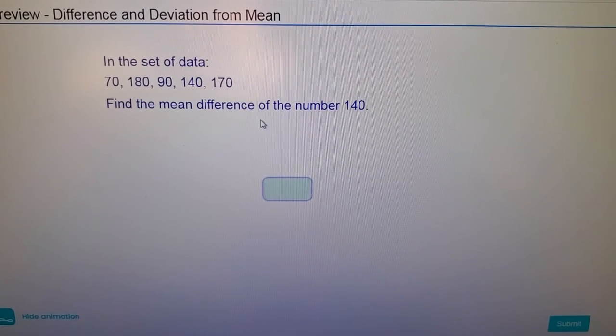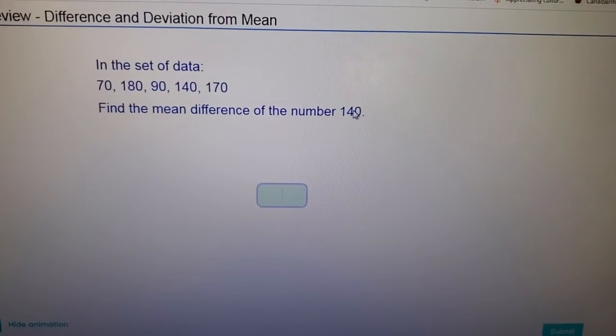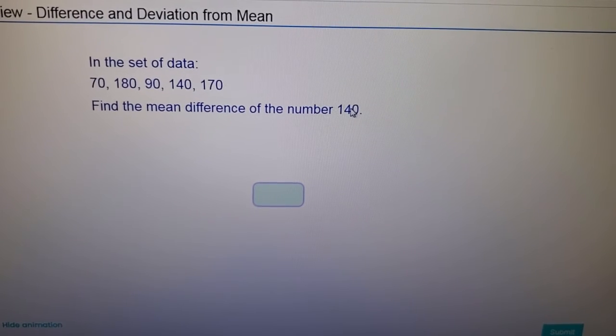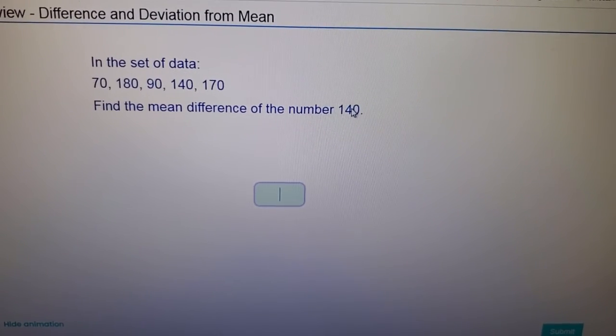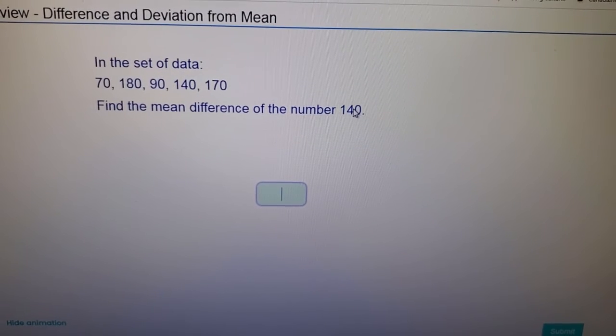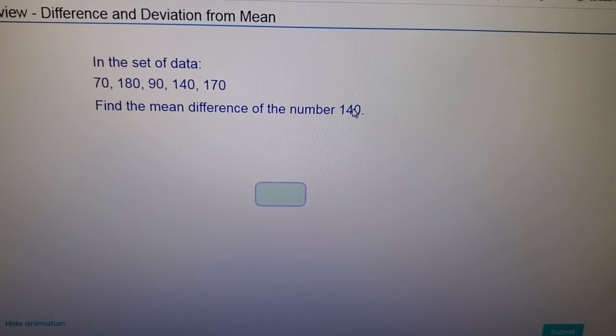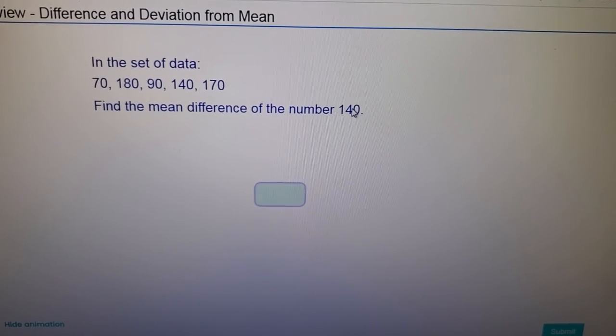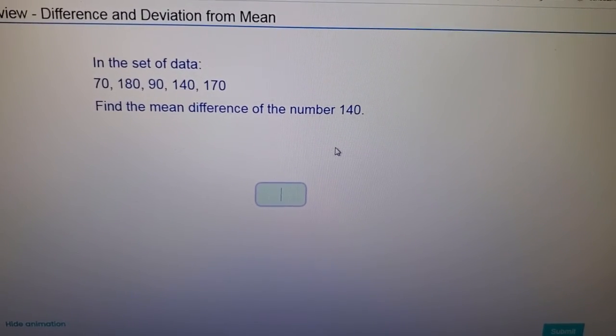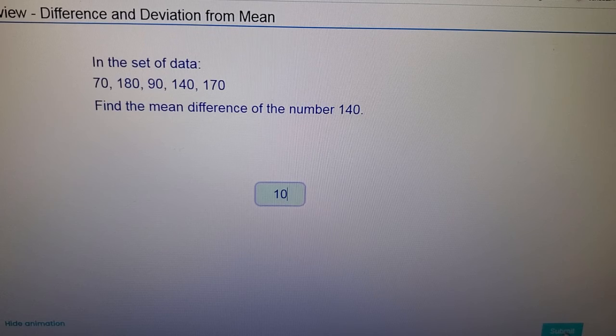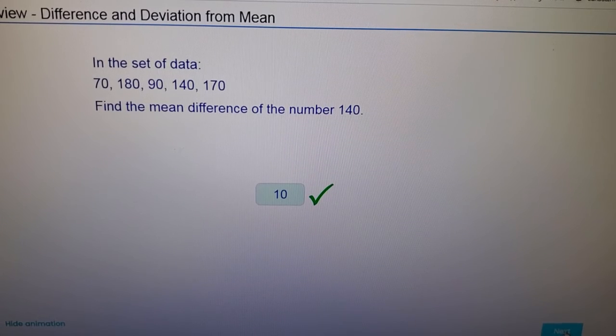Then you're going to find the difference between the number that's written here and the mean. So let's do this one. 70 plus 180 plus 90 plus 140 plus 170 is 650. And then 650 divided by 5 would be 130. So our mean would be 130. Now, how different is 140 from 130? Well, 140 subtract 130 is 10. So you just take the bigger one of the number that's written here and the mean, and you subtract the big one, subtract the small one. So that would be 10 for this question.